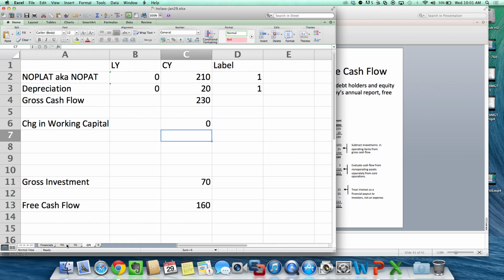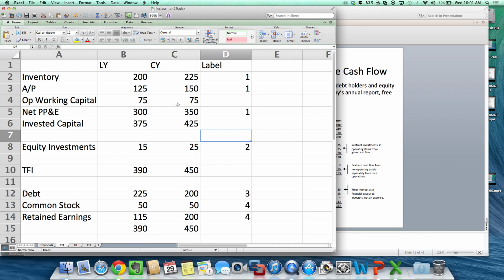0. Working capital went from 75 to 75, so therefore there was no change. Think about it this way. Inventory went from 200 to 225. I tied up 25 in cash and inventory. Accounts payable went from 125 to 150. I didn't pay my vendors 25. So they have no impact on cash in my change in working capital. Right? Next, change in, and the key word here is net PP&E, is based on capital expenditures.